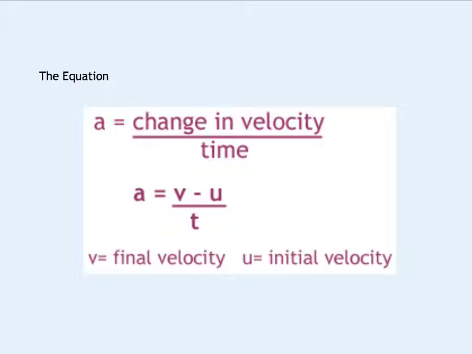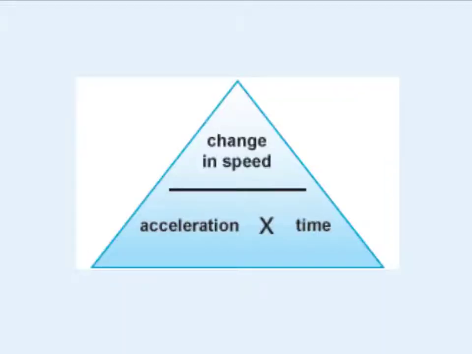Now you may see this in terms of letters, and those letters are V and U, and obviously in the alphabet U comes before V, which is why U is the initial velocity or the starting velocity and V is the final velocity. So because U is before V, the initial comes before the final. So you take the final velocity, you subtract the initial velocity, and you divide it by the time taken for the change.